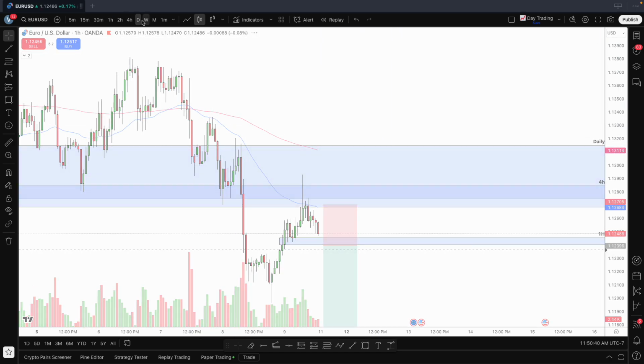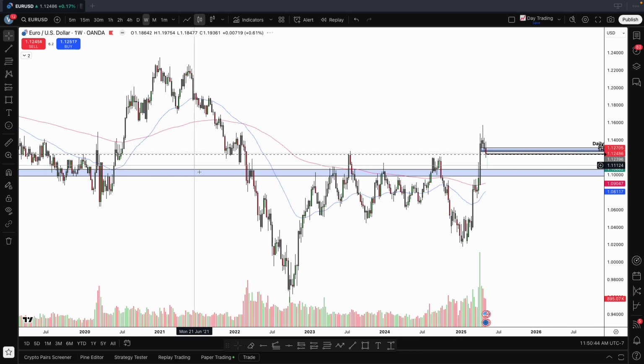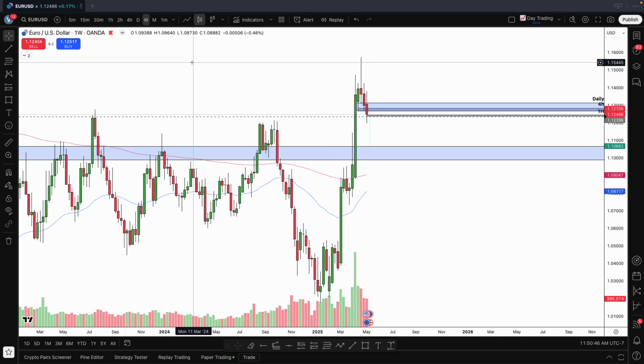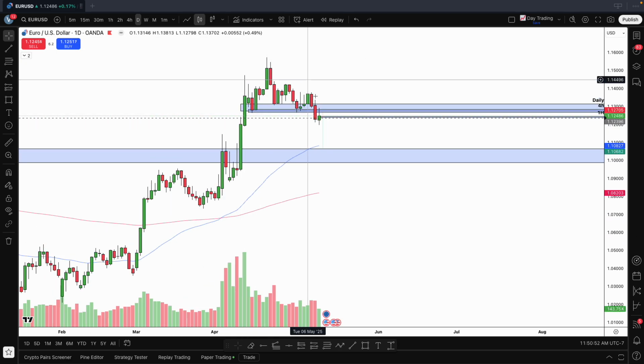Now, Euro USD, pretty similar to GBP USD as well. Pretty clear area of structure, very strong structure. We are starting to see this bearish move. If you go down to daily, we could see a very clean head and shoulders as well.